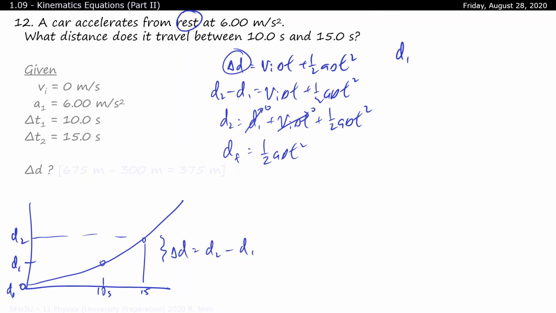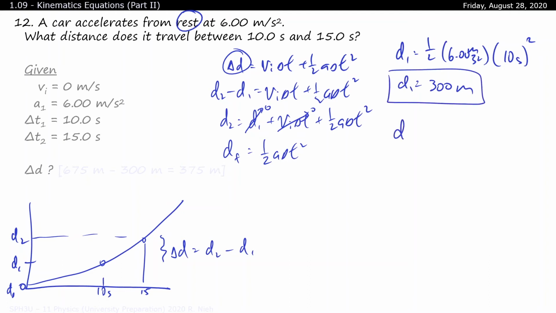So our final position for segment 1 at 10 seconds is equal to 1/2 times 6.0 meters per second squared times our 10 seconds quantity squared. 10 squared is 100. 100 times 6 is 600, so divided by 2 gives us 300 meters. So that's our first position. Keep that aside for now. Next, D2 is equal to 1/2 times 6.00 meters per second squared times 15 seconds squared. When you crunch through all this, you end up getting 675 meters, and that's position 2.